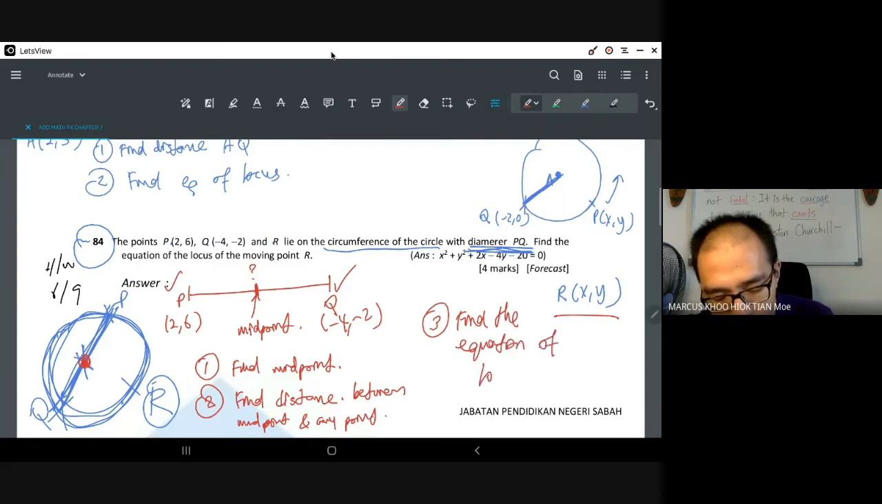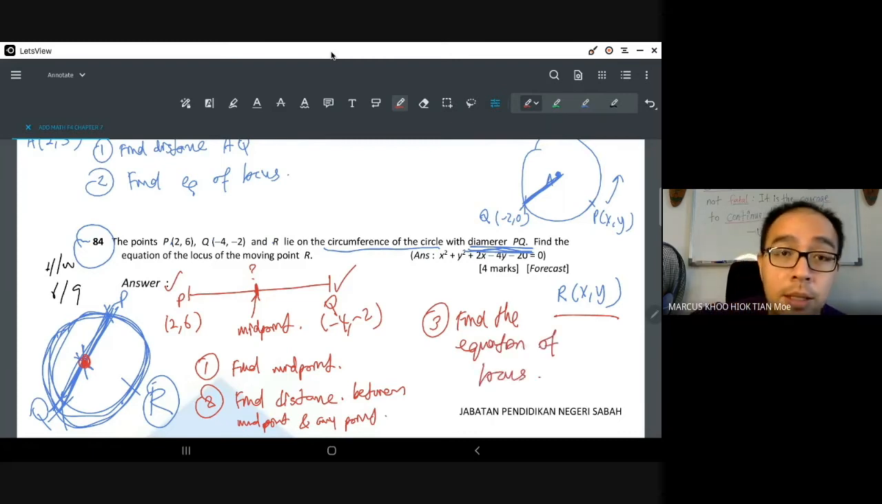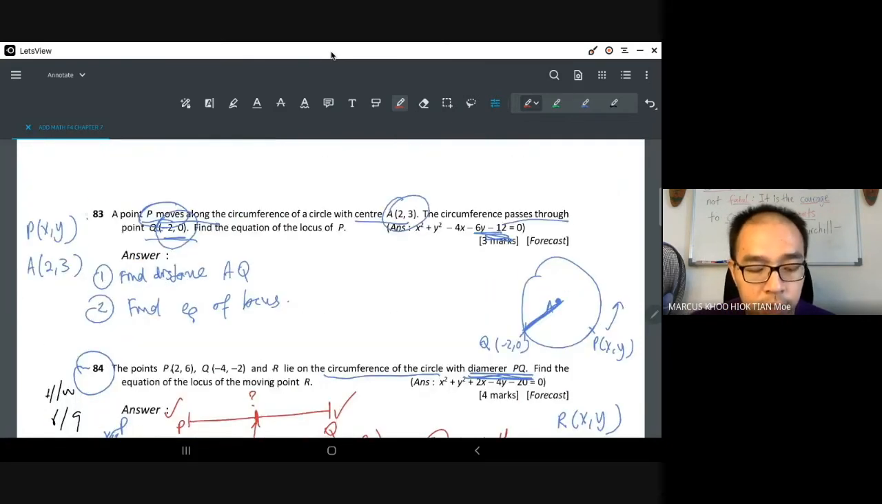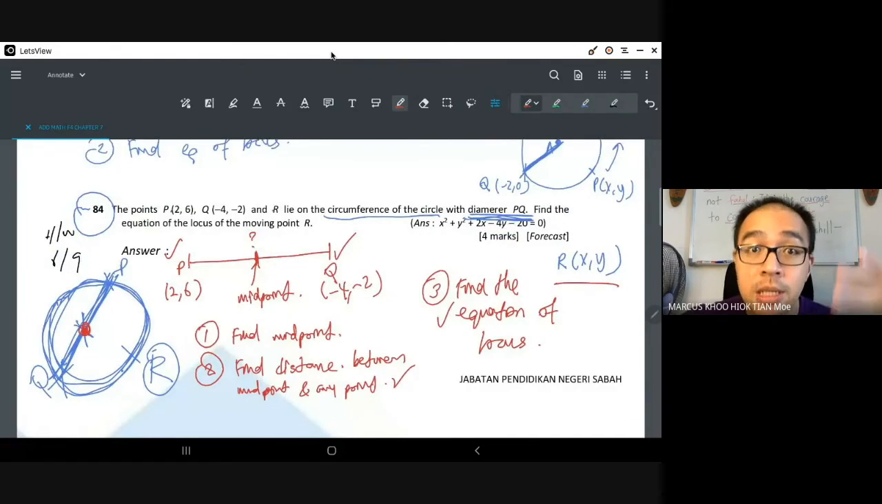of locus. Okay. So this part, find the distance and find the equation of locus, we already covered in this question, 83. So we just add another extra step, which is now we have to find the midpoint.